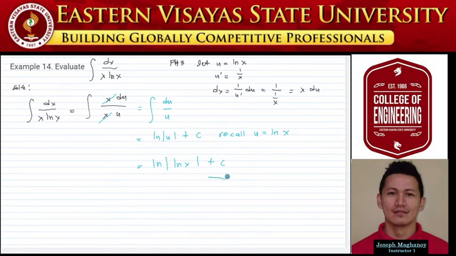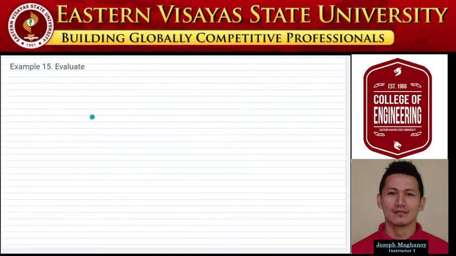So this is our final answer. Okay, so let's proceed to our next example. Example number 15 that can be found in your workbook on page 29. So let's evaluate the integral of 5 dx over 3x plus 2.